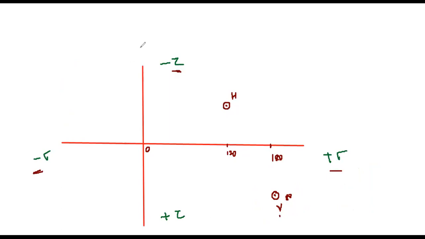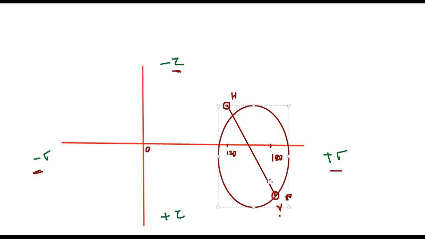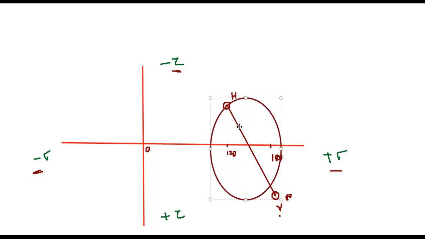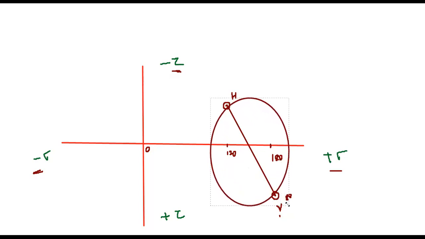Now by using a scale, you can draw a line which should join these two points. Now draw a circle from this center. Draw the circle over here. So this is our Mohr circle.